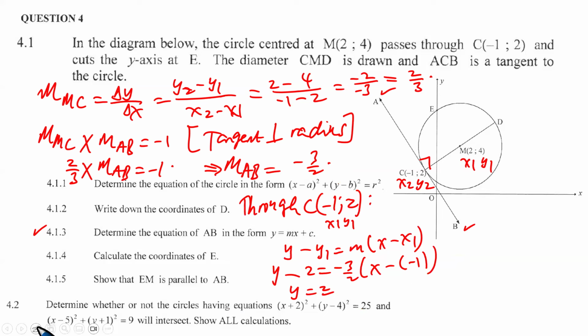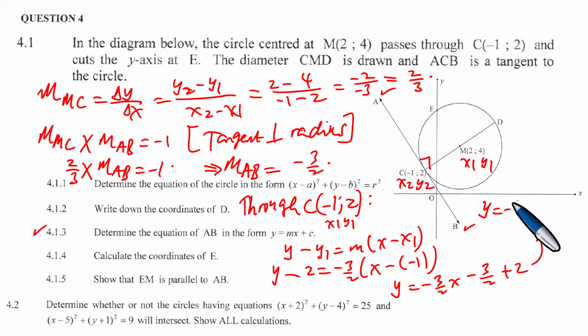Okay, so you have y equals -3/2x, and this is plus, so that you have -3/2 plus 2. The final answer therefore can be written here so that you have y equals -3/2x, and this is exactly 1/2.